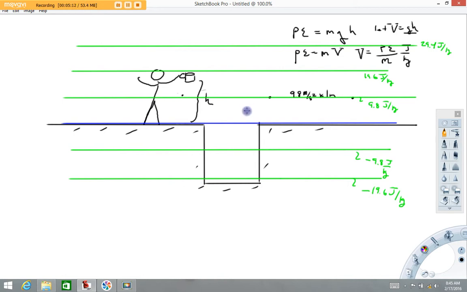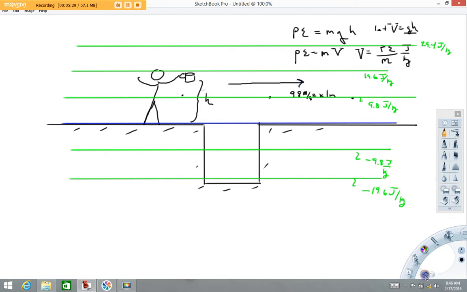Notice that if we move up into the field, we are increasing in potential. If we move down with the gravitational field, we are decreasing in potential. If I move left to right, there's no change in potential.